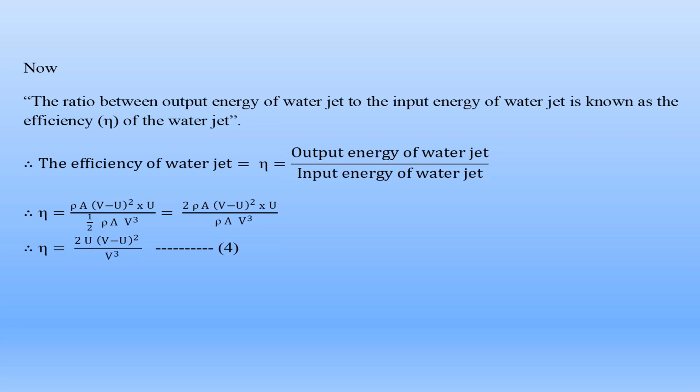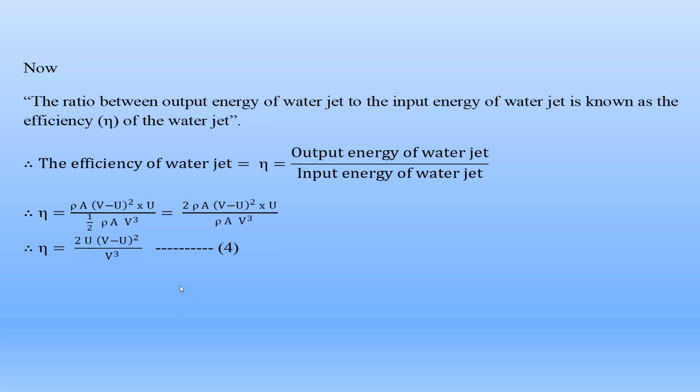So substitute them on the right hand side. The output energy of the water jet is rho a (V minus u) whole square into u. The input energy of the water jet is half rho a into V cube. So on the right hand side, cancel the common terms in the numerator and denominator. Rho a will cancel, and in the numerator and denominator, this 2 will go to the numerator. So the equation for the efficiency of the water jet eta is equal to 2u into (V minus u) whole square divided by V cube. That is the equation for the efficiency of the water jet.